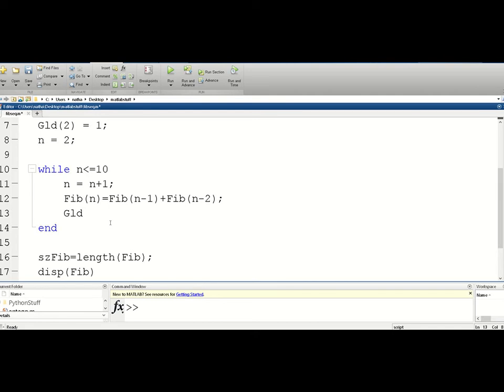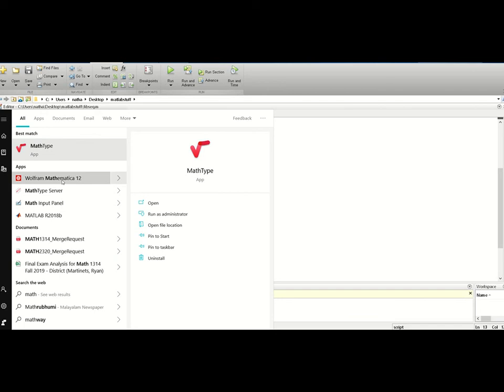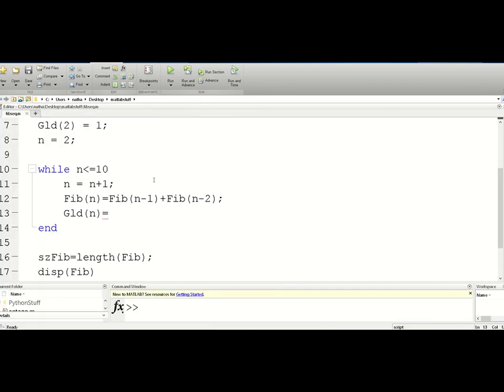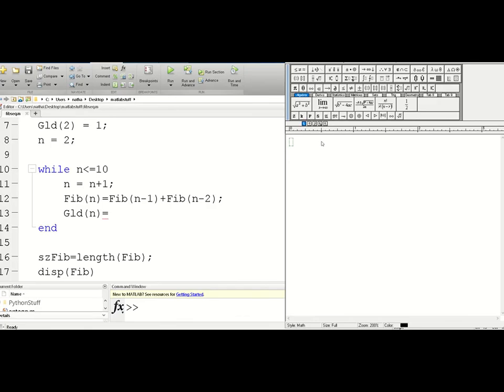So golden mean at the nth element is what? Well, think about what you were telling me, right? How do we do this? Here, let's go into MathType. I got Mathematica. Do you have Mathematica? Okay. Not now.